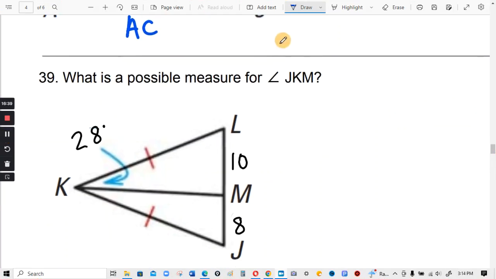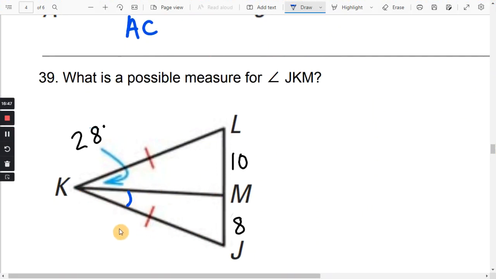39, possible value for angle JKM. All right, if we go JKM, that's this angle right here. All right, we're using the hinge theorem. See this side shared by both triangles? Mark that one. The hinge theorem, you compare the angles that are in between the two congruent sides.